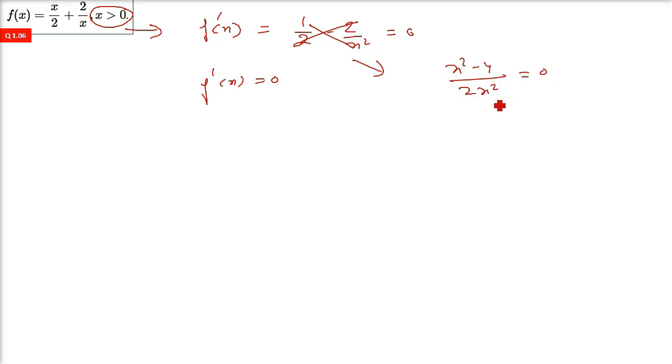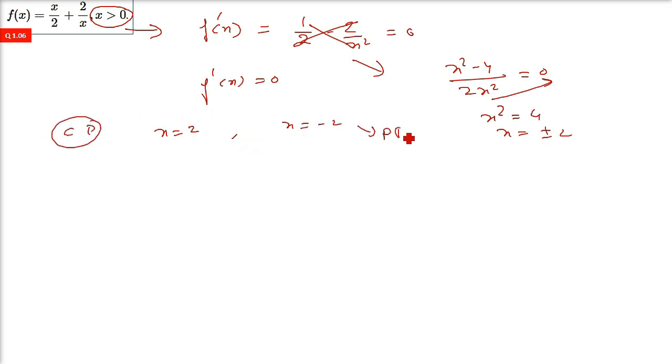When you take the LCM, x square will be equal to 4. When you have x square equals 4, x is plus minus 2, because the square root of 4 can be negative or positive, since the square is going to be positive only. That's why plus minus both have to be taken. Now we have critical points, x equals 2 and x equals -2. Now I'm doing something; you have to find what wrong I am doing. I have to find the local minima or local maxima at x equals 2 as well as x equals -2.